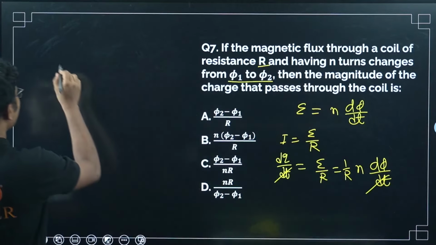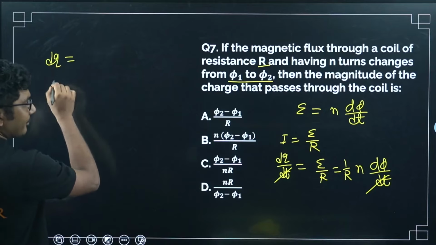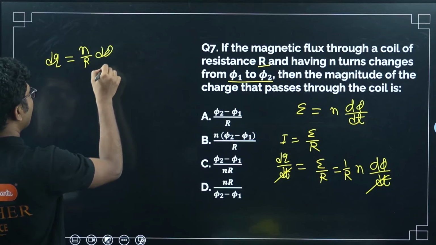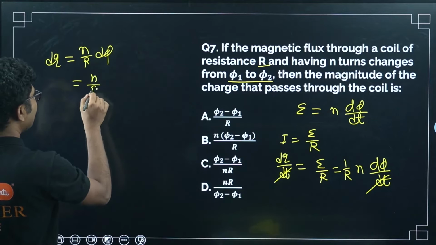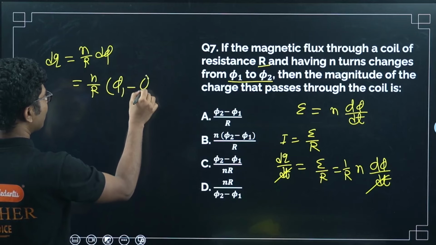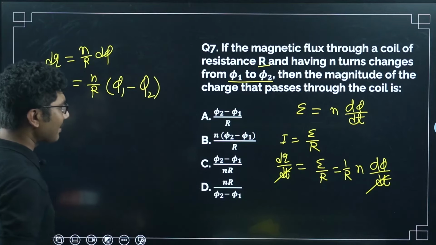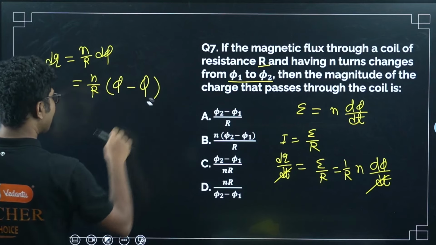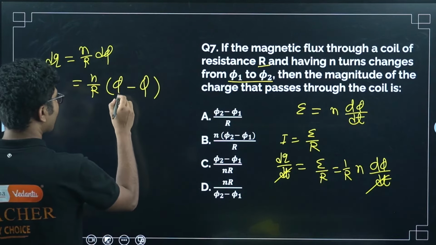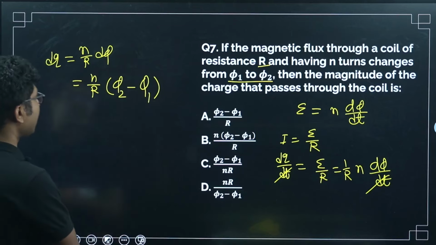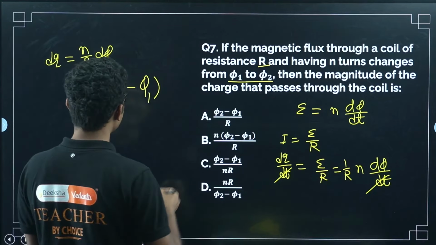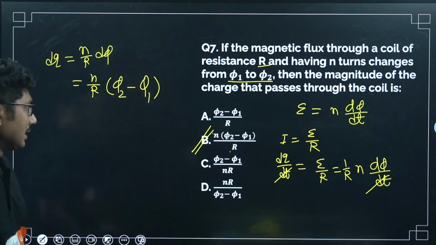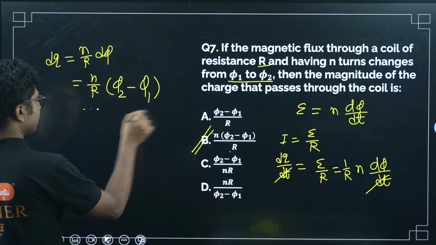So what is the magnitude of charge? dq is nothing but n by R d phi. Now what is d phi here? It changes from phi 1 to phi 2. Okay, you can write phi 1 minus phi 2 or phi 2 minus phi 1, it does not matter. Since the options are given as phi 2 minus phi 1, I am writing phi 2 minus phi 1. Okay, so if you have checked the options, the charge flowing through this is n by R times phi 2 minus phi 1, so the answer is option B. Okay, so this is the correct answer.